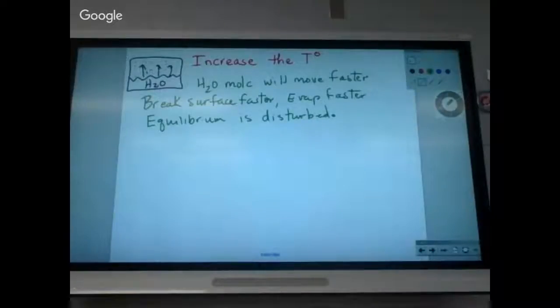So H2O molecules, the water molecules will move faster. They break the surface of the liquid faster, so they're going to evaporate faster. So equilibrium is now disturbed, because remember, we were at equilibrium in that last box. If I increase the temperature, I'm disturbing the equilibrium. So in the next box, we're going to talk about how it responds to that.